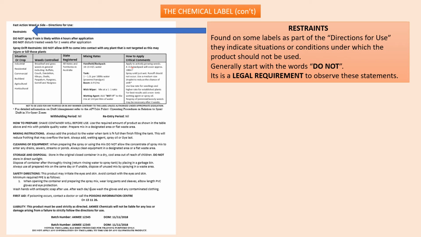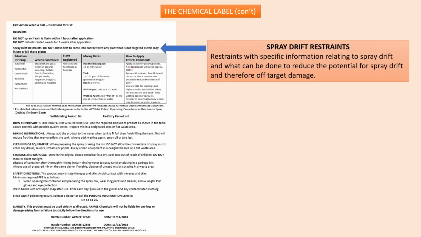Restraints. Restraints are found on some labels as parts of the directions for use. They indicate situations or conditions under which the product should not be used. Therefore, they generally start with the words "do not." It is a legal requirement to observe these statements. Spray drift restraints. Restraints with specific information relating to spray drift and what can be done to reduce the potential for spray drift and therefore off-target damage.